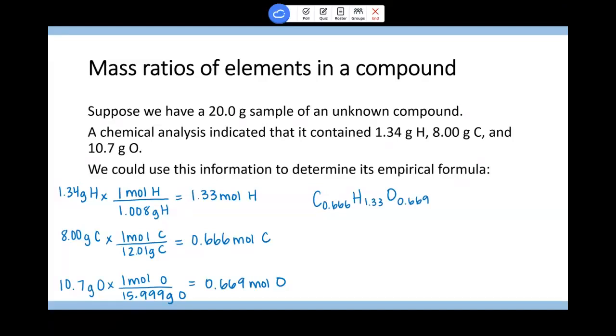But as you all know, we don't use decimals when we're writing out a formula. So we need to keep this ratio, but we want whole numbers as the subscripts here. So what we do to get a whole number is divide by the lowest number that's there. So we divide by 0.666 for each number. Since we're dividing by the same number, we're not changing the ratio. We're just simplifying the numbers that are there.